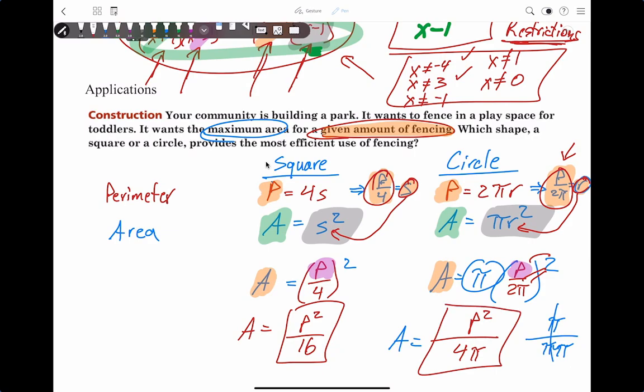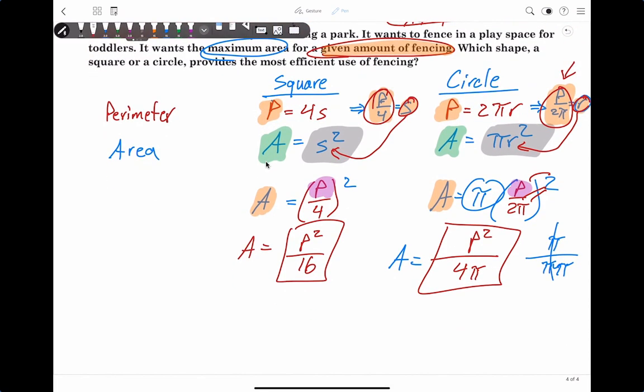Okay, and 4 pi is less than 16. Okay, so 4 pi is 3.14 times 4. So it's like 12 and some change, if you will. Okay, so if I have P squared divided by a big number, this will equal a very small answer. But if I had P squared divided by a smaller number, this would equal a bigger answer.